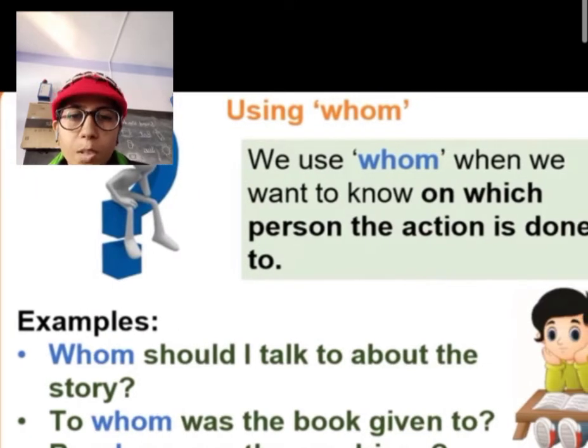Using whom. We use whom when we want to know on which person the action is done to. Right? On which person the action is done to. Like, whom should I talk to about the story? To whom was the book given? By whom was the car driven? Whom did you see?